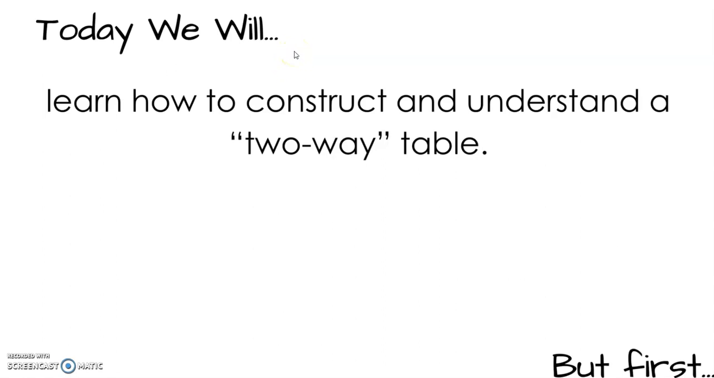Hello, squad. Today I want to teach you how to construct and understand a two-way table. Call it two-way table. Strange name. Two things we're going to do with that: construct them and understand them. So make this the title on the next free page in your math notebook. When you have done that, close it up, concentrate, and be ready for something brand new.